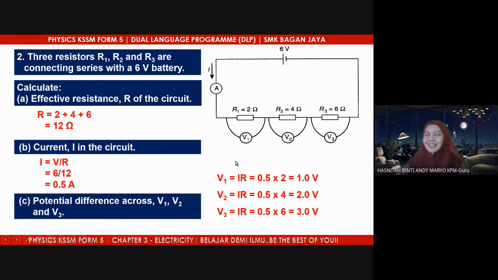Okay, V1, this is how to find. We are using Ohm's law. For V1, it is I multiplied by R1. I is all the same, all 0.5. The difference is in R, so they give you different values of V. For V1, it is 1 volt. For V2, it is 2 volt. For V3, it is 3 volt. So when you total this, 1 plus 2 plus 3 will give you back the total voltage supply, which is 6 volt.